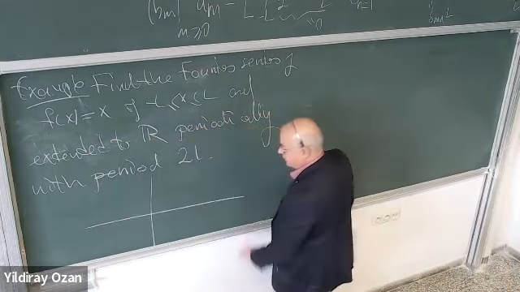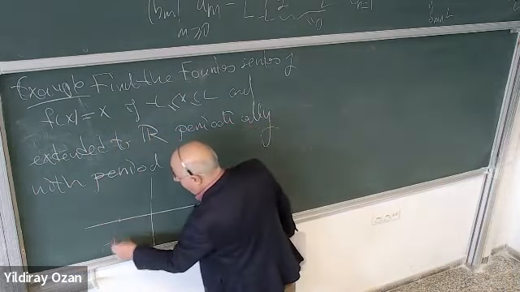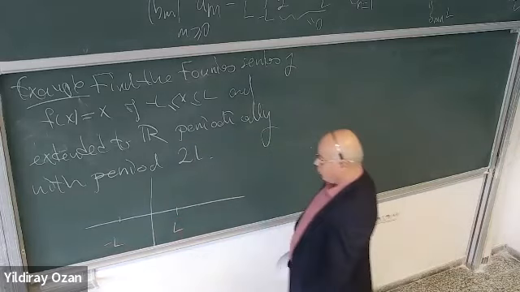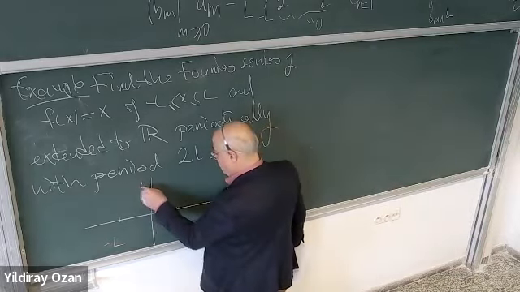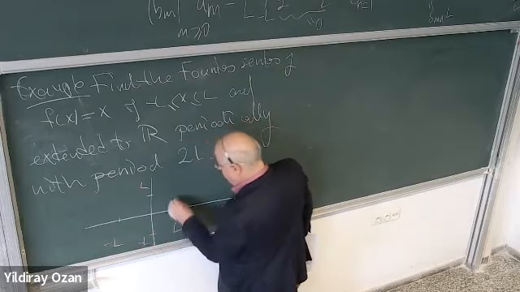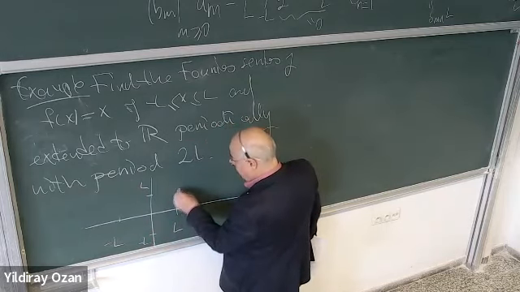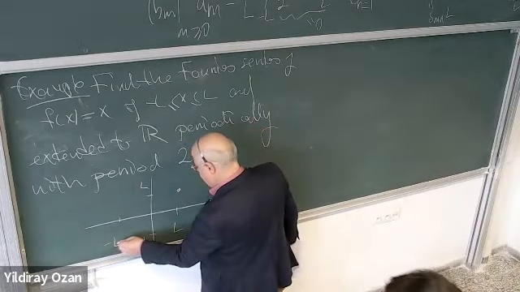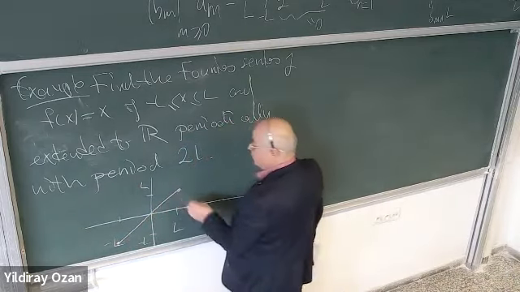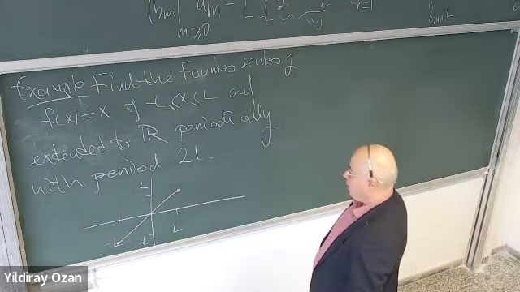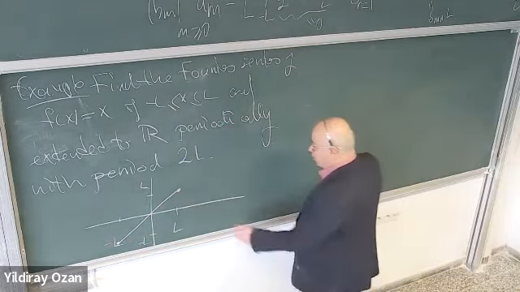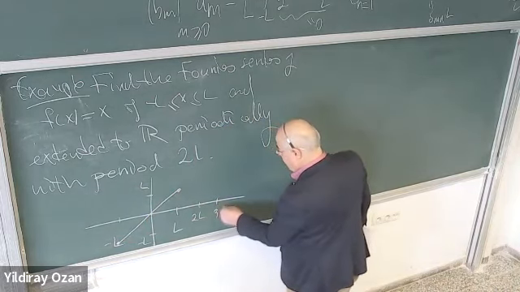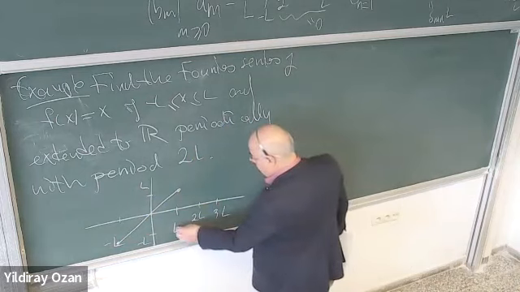So we have this. From minus L to L, it is x. So it is this function here, between L and minus L. And then it is extended periodically. So 2L, 3L. So it will be like this.